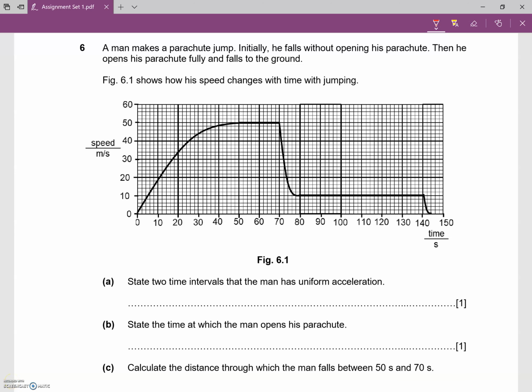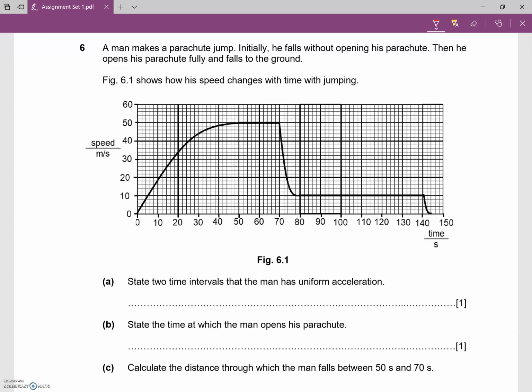Okay, now let's go on to question 6. It says a man makes a parachute jump. Initially, he falls without opening his parachute. Then he opens his parachute fully and falls to the ground. Figure 6.1 shows how his speed changes with time, with jumping.